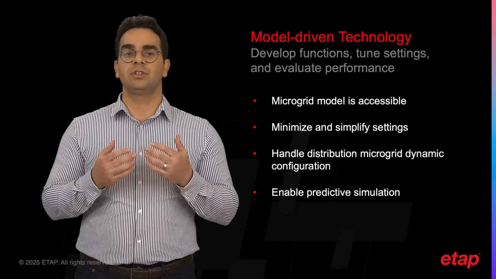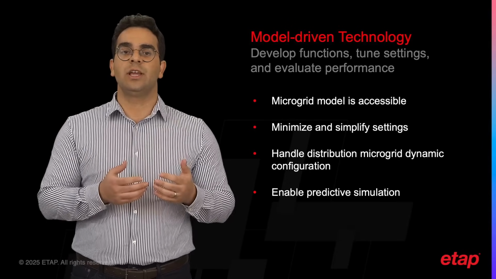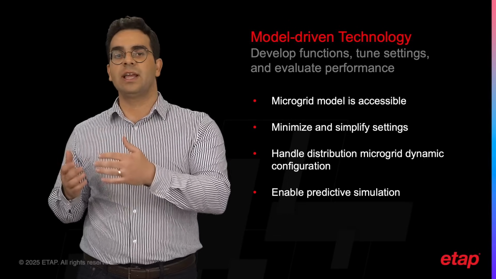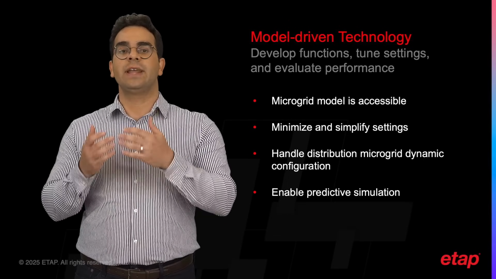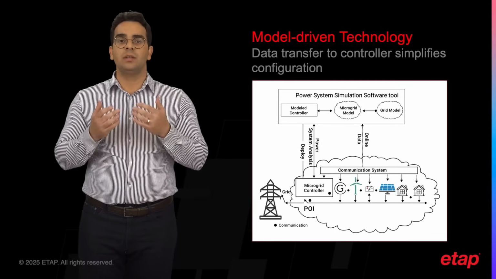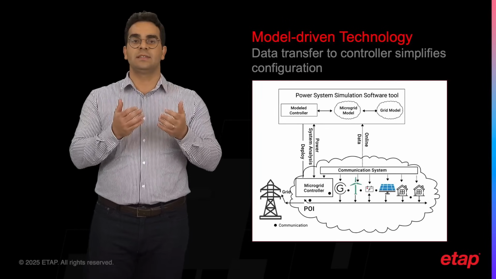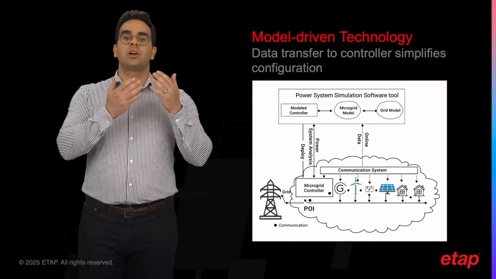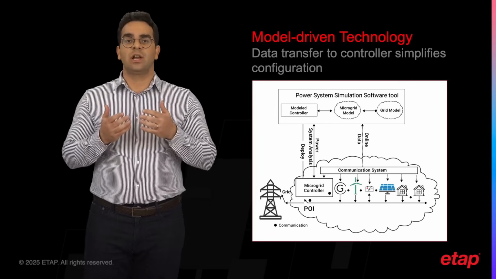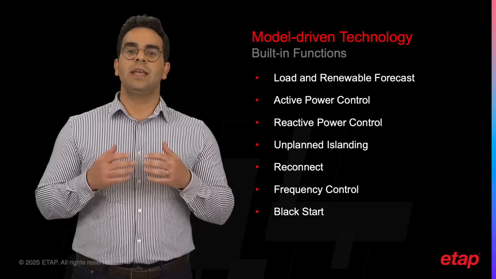The ETAP microgrid controller is based on model-driven technology. User can first develop the functions, tune the settings, and then evaluate the performance through the digital twin in simulation mode. Once satisfied with the results, the developed functions and settings can be transferred to the ETAP controller hardware to run in actual system. The information transferred to the hardware controller includes all the properties and connectivity of the system. The hardware can utilize this information behind the scenes to minimize the work required for configuring the controller. Furthermore, the model-driven approach allows for the utilization of predictive simulation to achieve advanced controlling functions.